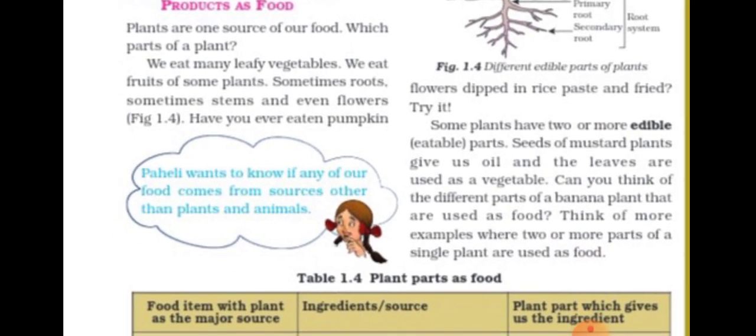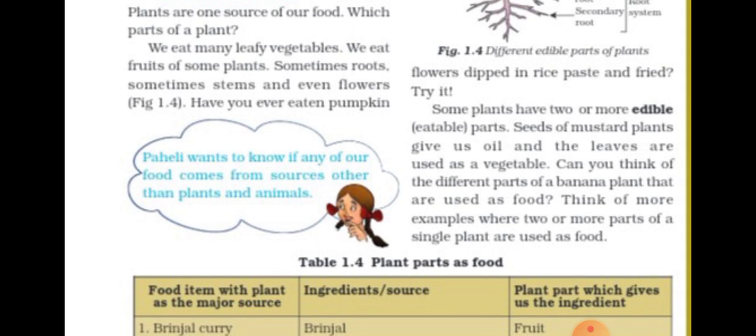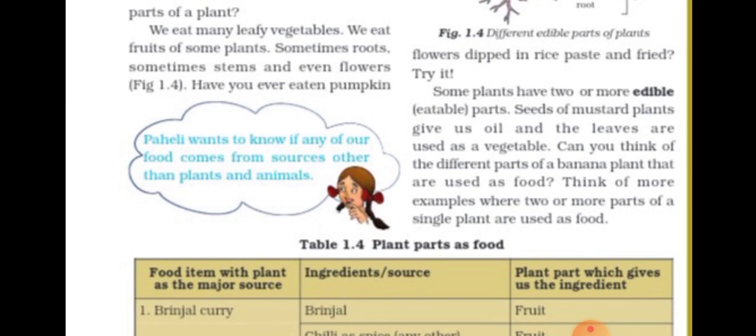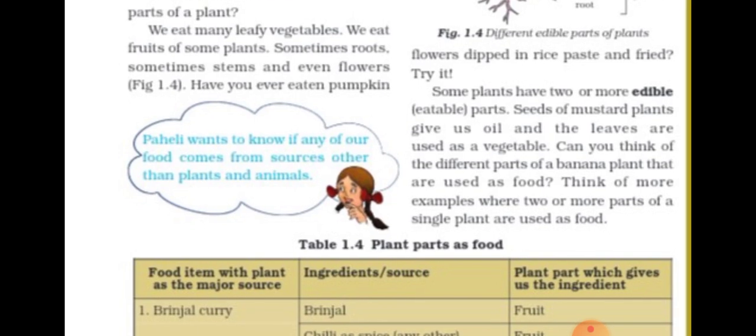Now move to next part. First of all, see this. Pahili wants to know if any of our food comes from sources other than plants and animals. So Pahili wants to know that we get food from other sources also, other than plants and animals. You think and answer me. And if you are not able to answer me, I will tell you.